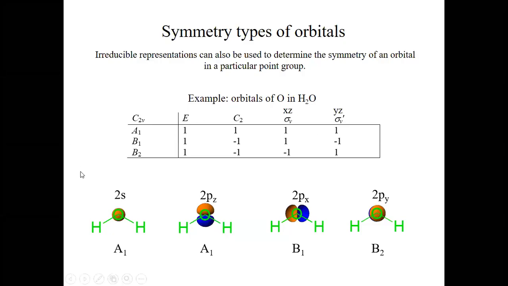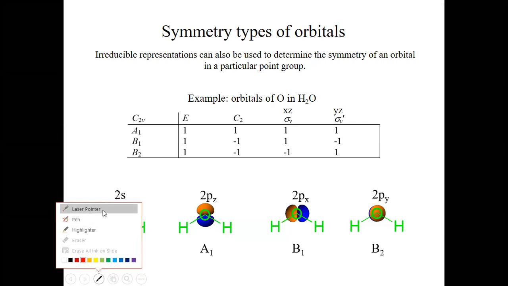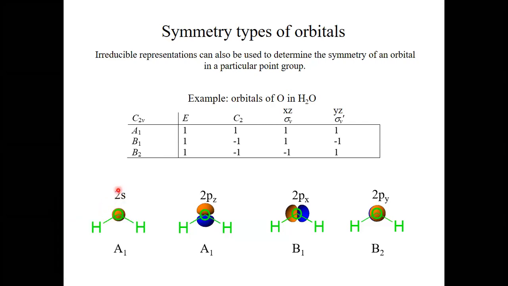Okay, let's move on with group theory and symmetry. So in the last class, we have started to apply symmetry to orbitals. And we have seen that within a particular point group, certain orbitals have certain symmetry types. So for instance, the 2s orbital in the H2O has A1 symmetry, the 2pz orbital also, the 2px has B1 symmetry, and the 2py has B2 symmetry.